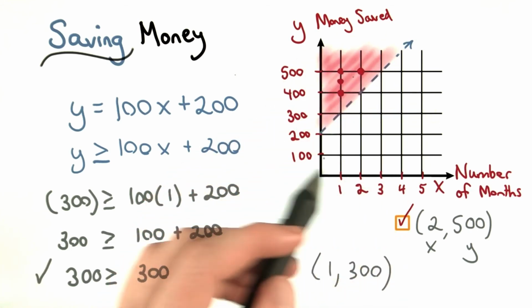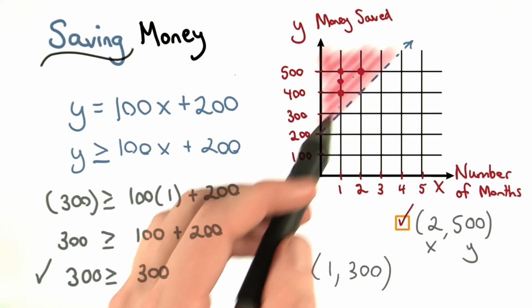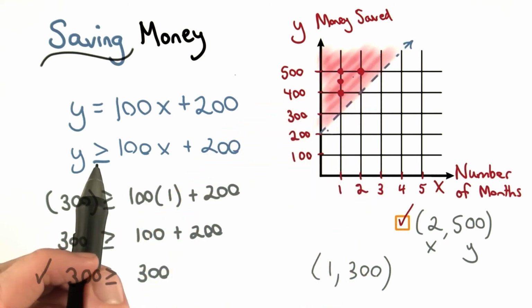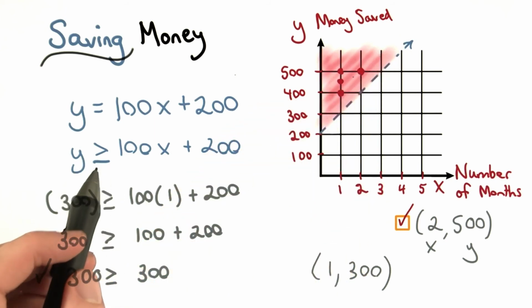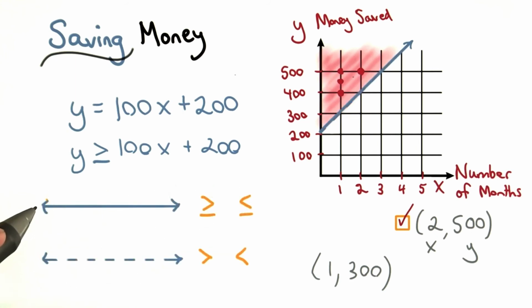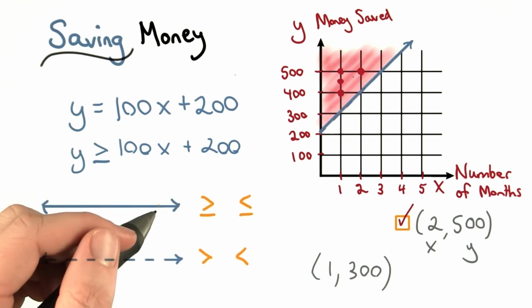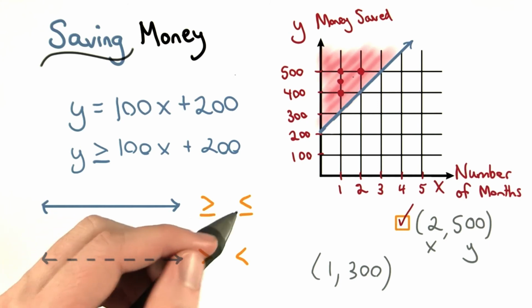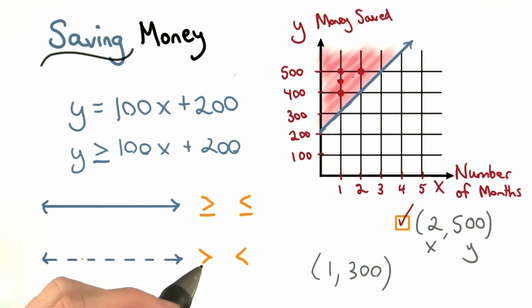I need to change my graph to reflect that. So instead of using a dashed line, I'll use a solid one. That will represent the equal to part. When graphing linear inequalities, we use a solid line for greater than or equal to and less than or equal to. If we see the greater than or the less than sign, then we use a dashed line.